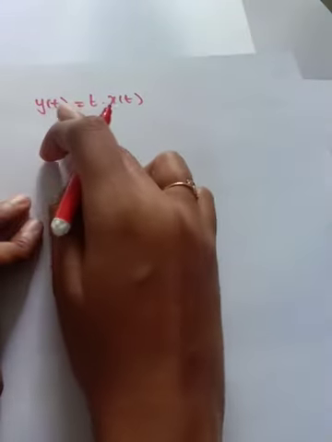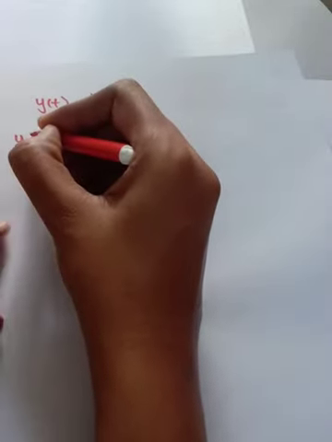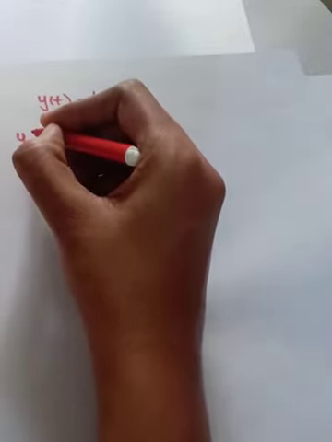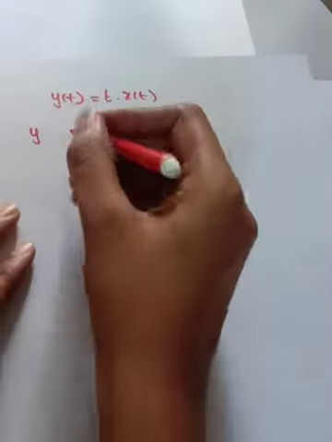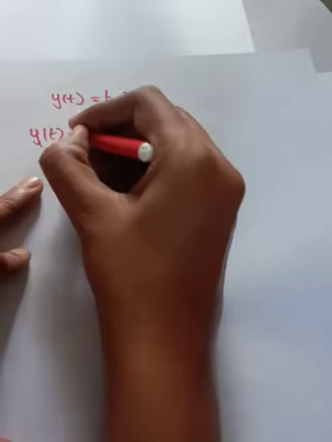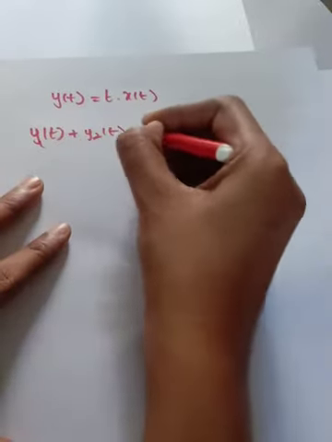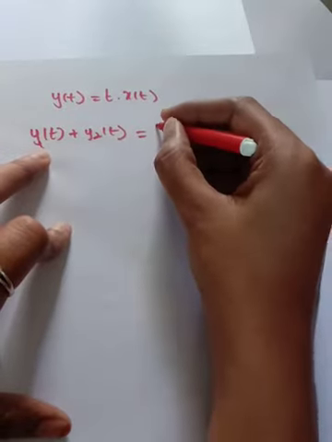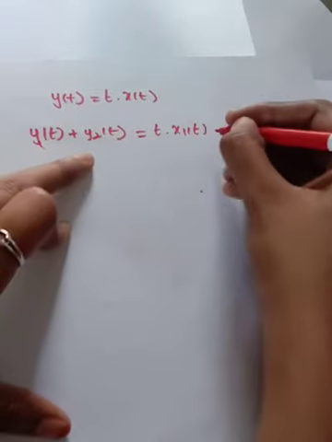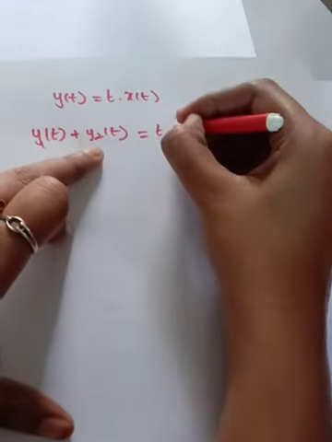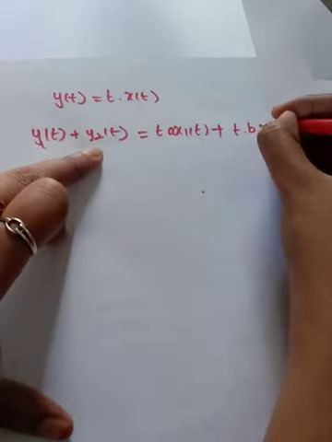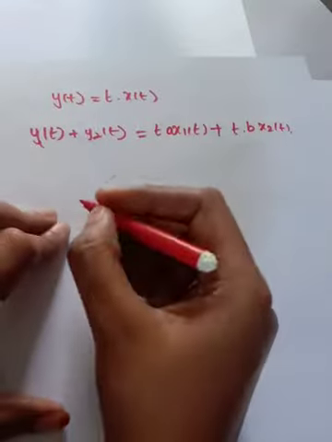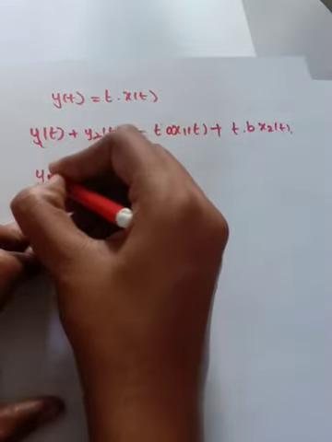Next one is y of t is equal to t into x of t. So first, what do we need to find? We need to find the weighted sum of output, that is y1 of t plus y2 of t. When I give x1 of t, I will get y1 of t. So t into a x1 of t plus t into b x2 of t, here you need to scale, right? So this is the output.